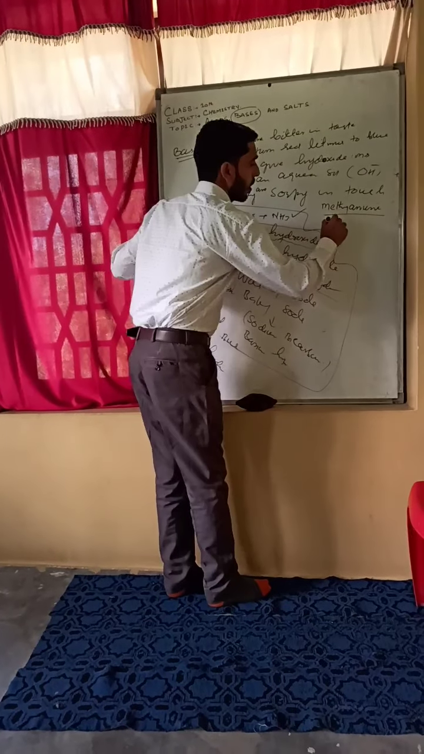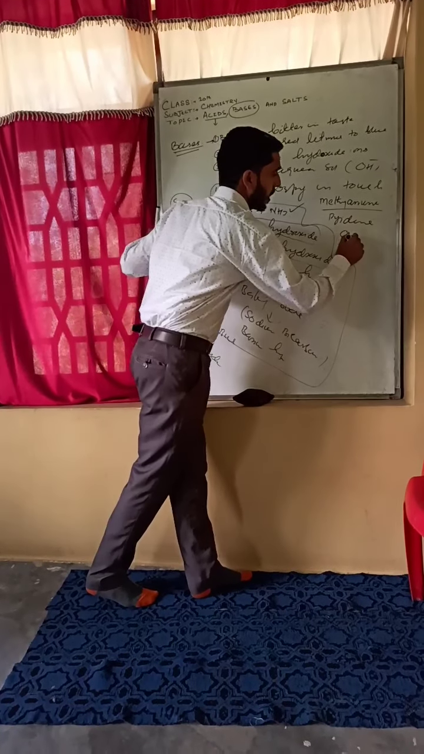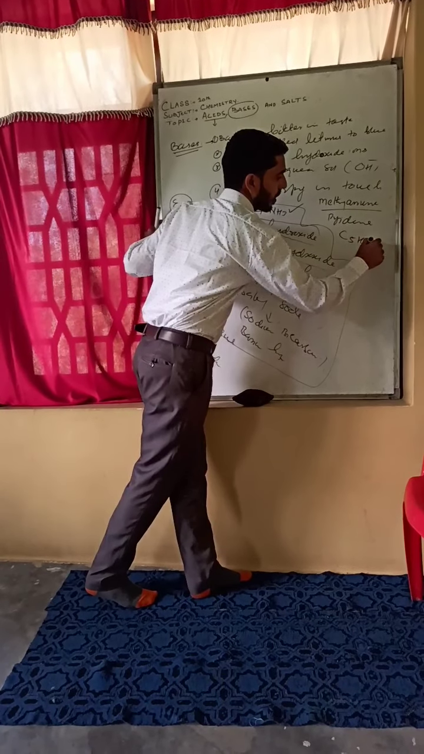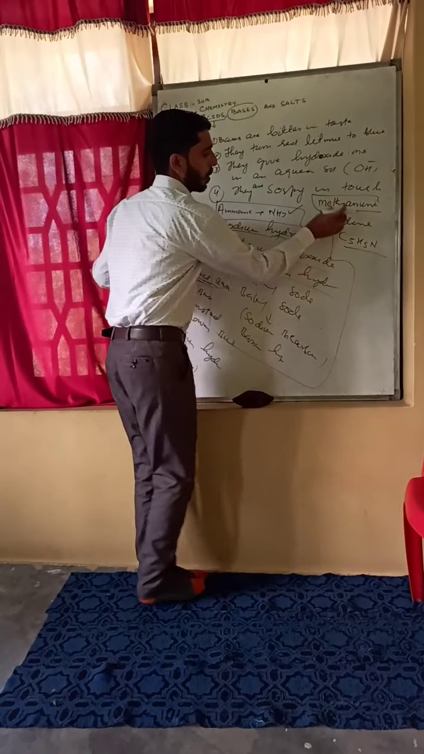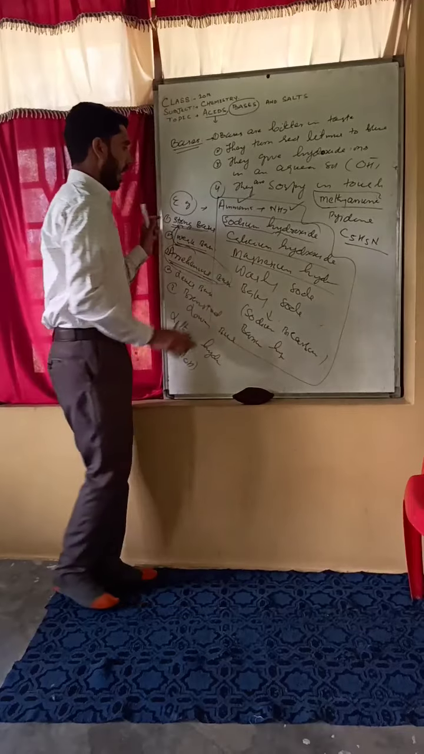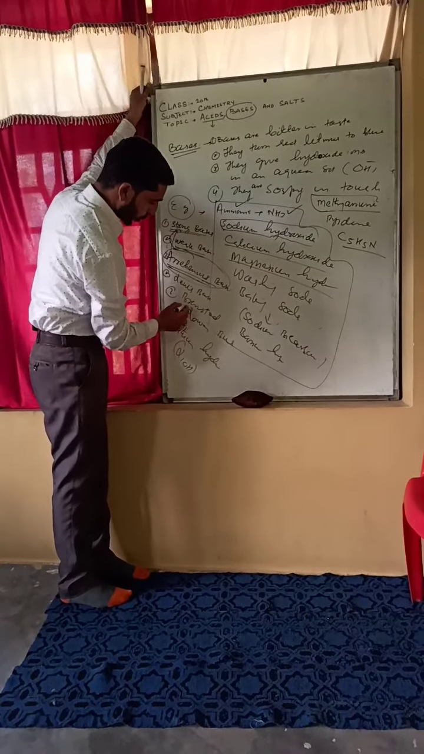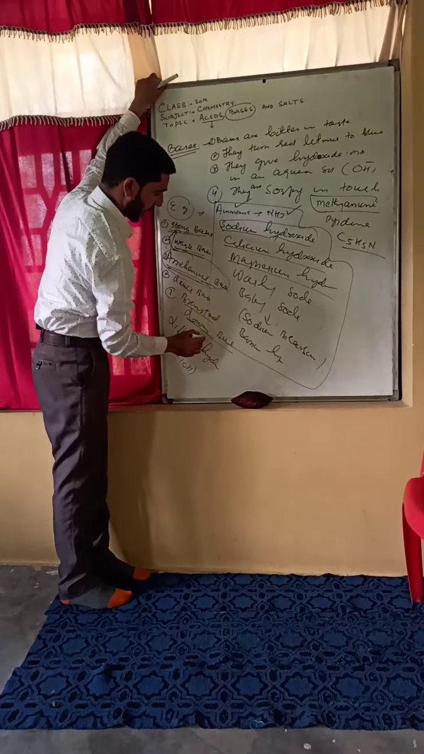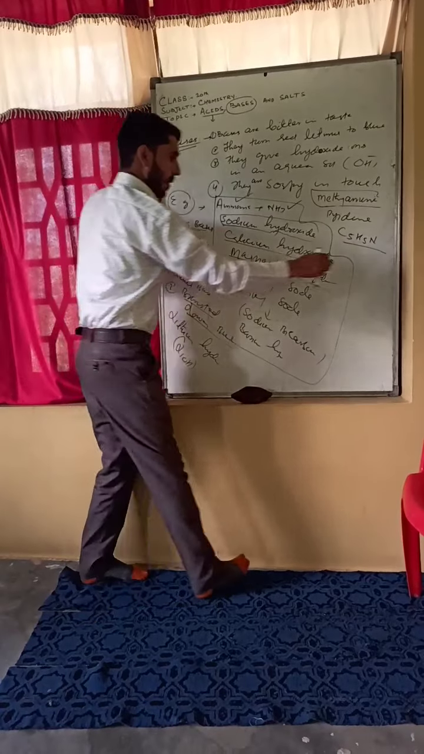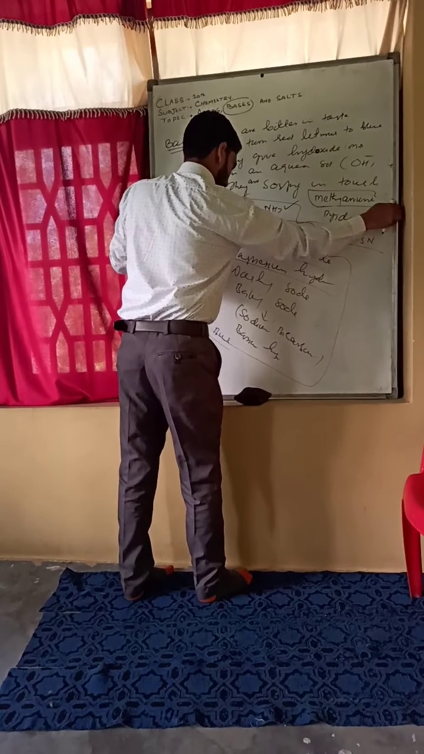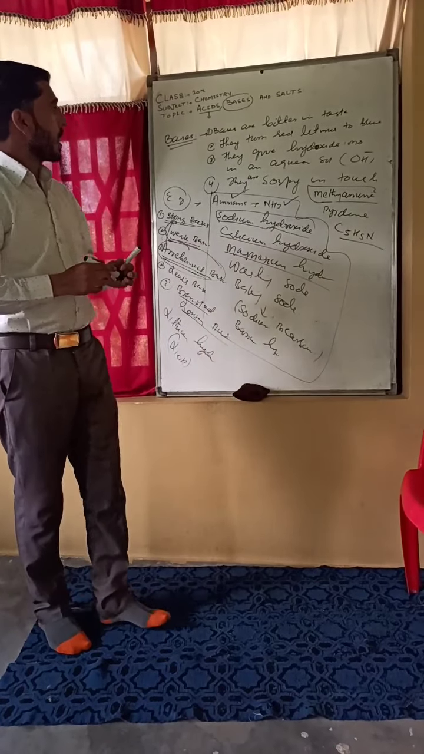Then we have pyridine. It is also a weak base. Its formula is C5H5N. Methylamine, this is also a weak base. This is a weak base, and this is a weak base. And these weak bases come in the category of what is called Bronsted-Lowry bases. These weak bases are also called Bronsted-Lowry bases.